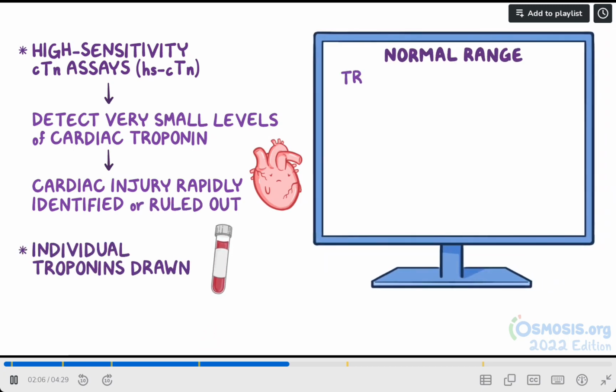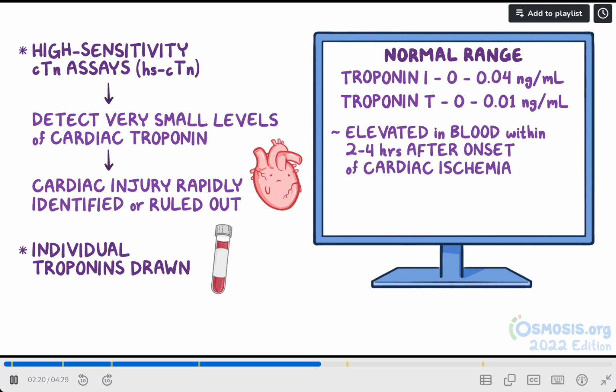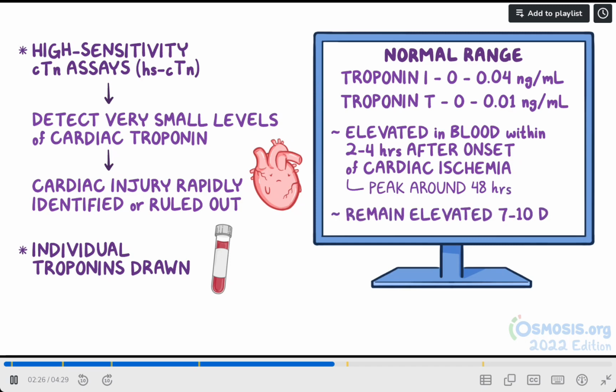The normal range for troponin I is 0 to 0.4 nanograms per milliliter, and for troponin T is 0 to 0.1 nanograms per milliliter. Troponin levels can be elevated in the blood within 2 to 4 hours after the onset of cardiac ischemia, and usually peak at around 48 hours. After that, they remain elevated for about 7 to 10 days.